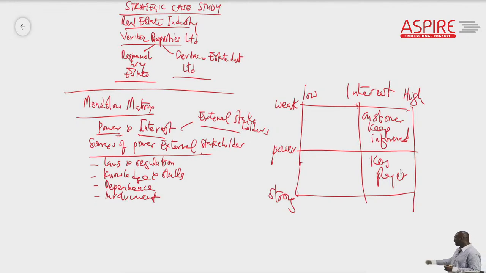So key players. They've given you a list of key players in the real estate industry. Who were they? When we read the case, we look at them. They spoke about the developers. What else? The agents. Who else? Landlords and land owners. I hope you see that there. So those are the things you must discuss in the question I'll be giving to you.